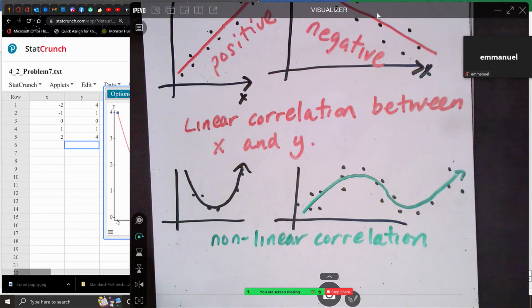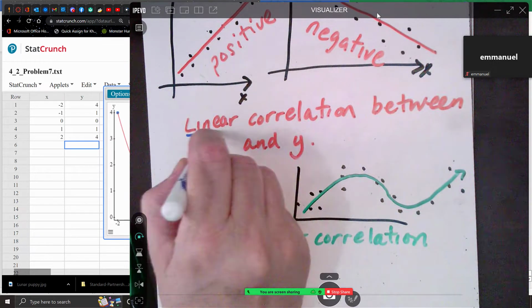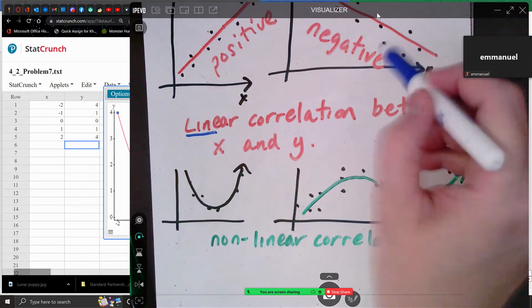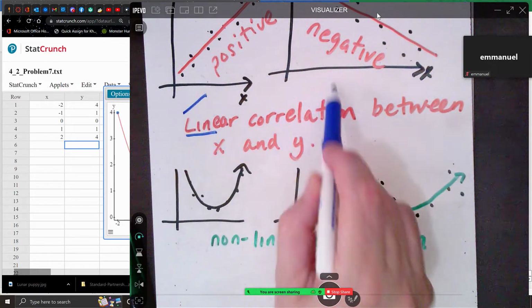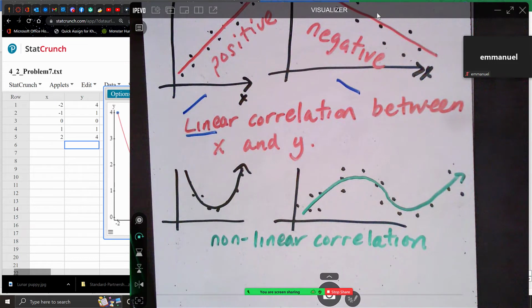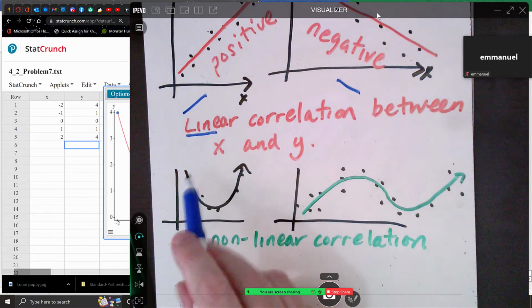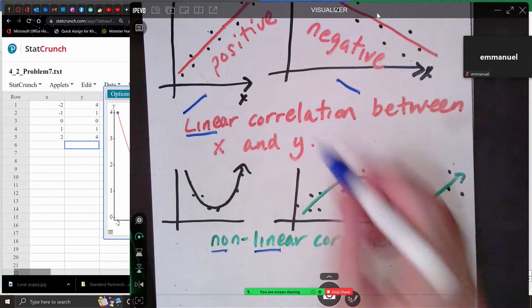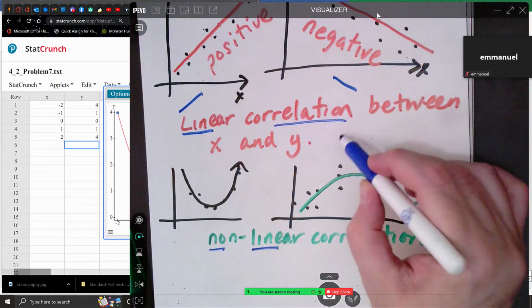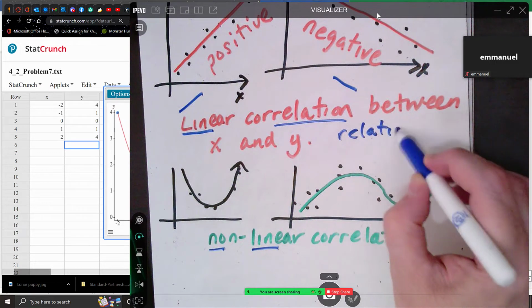And that can be a lot to remember. But something you might find handy is that the one called linear has the word line in it, and these make straight lines. And these do not, so they do not make straight lines. No line. And correlation has the word relation in it. It's the relationship between X and Y.